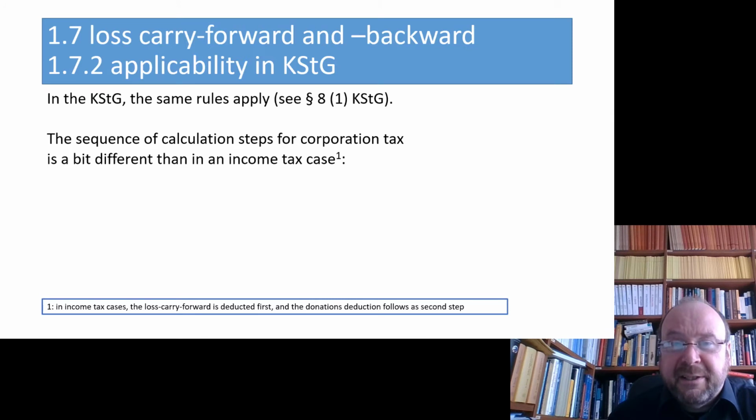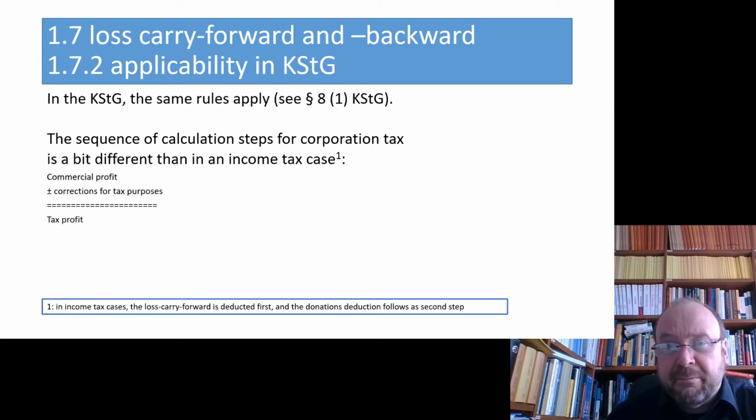And here in KStG, if you look it up in the guidelines of the fiscal administration in Germany, you see that the required calculation sequence is a bit different from income tax cases. In case of KStG cases, you begin naturally with the commercial profit. You change it by corrections into the tax profit, as we have done this in the previous chapters.